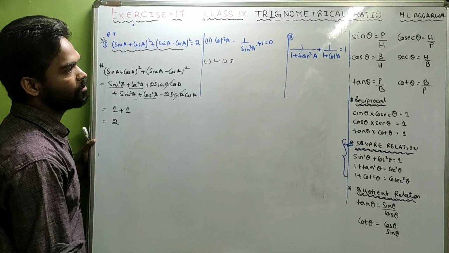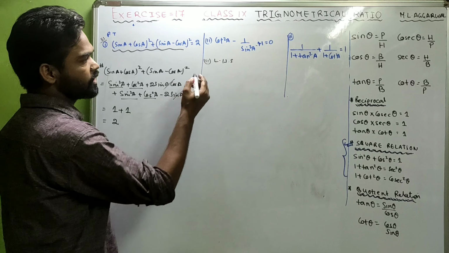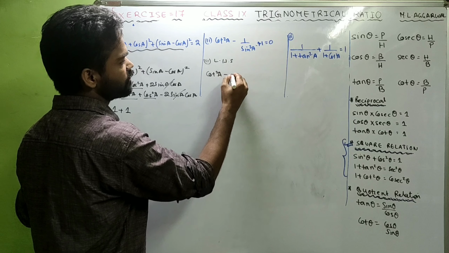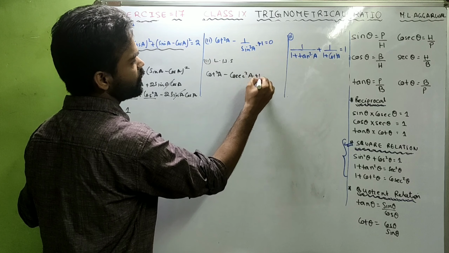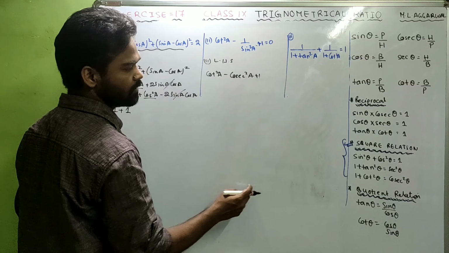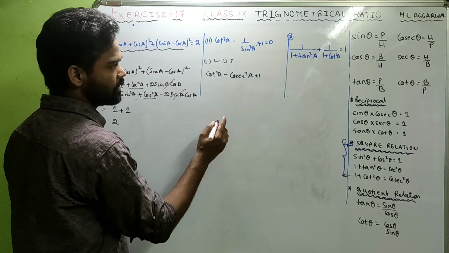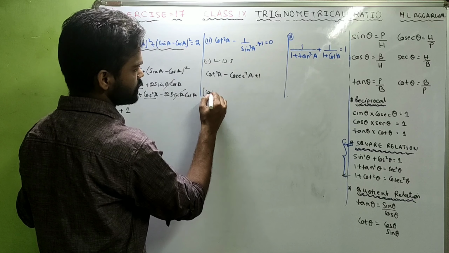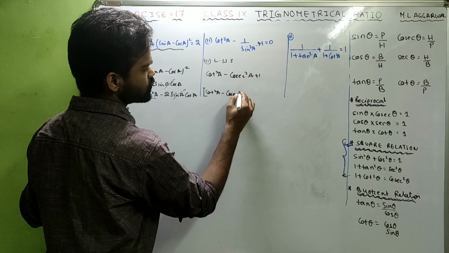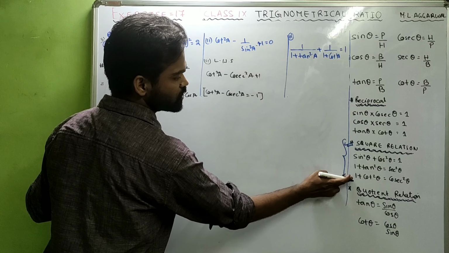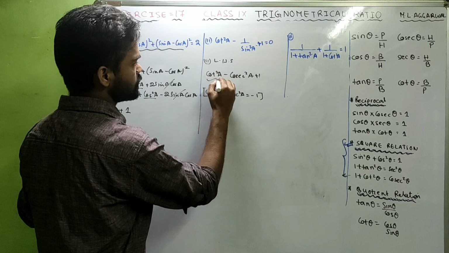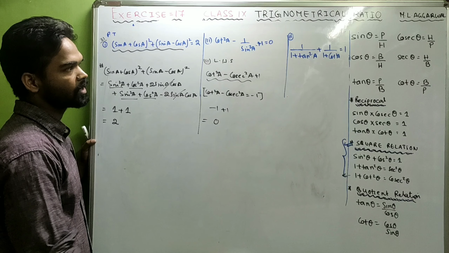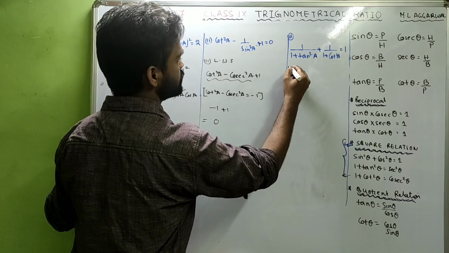Part 2. Again we'll take left hand side. Cot square A minus 1 by sine square A plus 1 equals to 0. Now look carefully. Cot square A minus 1 by sine is cosec, we know, so we can write cosec square A plus 1. Now we know that cot square A minus cosec square A will be minus 1. Look at this relation, which means this becomes minus 1 plus 1. That becomes 0. Proved.